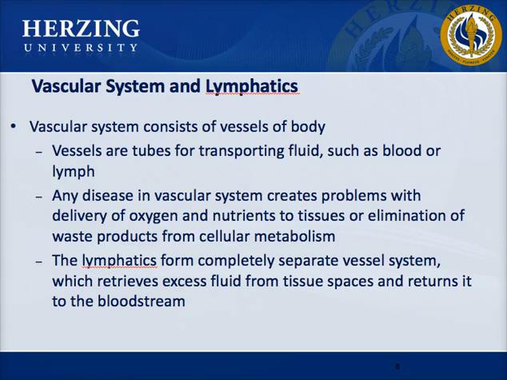For the vascular system and lymphatics, the vascular system consists of the vessels of the body which transport fluids such as blood or lymph. Any disease in the vascular system impairs the delivery of oxygen and nutrients to the tissue and retards the elimination of carbon dioxide and waste products from cellular metabolism. Arteries, as you know, carry blood from the heart. They are strong, tough, tense vessels designed to withstand the pressure created with each heartbeat. Arteries contain elastic fibers that allow their walls to stretch with systole and recoil with diastole.